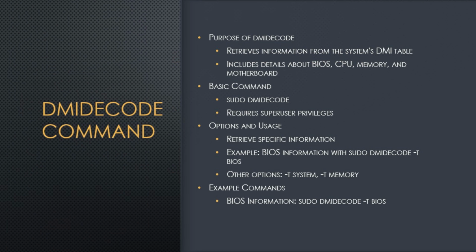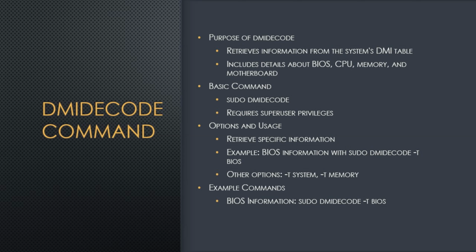The dmidecode command is used to retrieve information from the system's DMI, or desktop management interface, table, which includes details about the system's hardware components, such as BIOS version, CPU information, memory configuration, and motherboard details. The basic command is sudo dmidecode. Since dmidecode retrieves low-level system information, it requires superuser privileges, hence the use of sudo. The command outputs a detailed list of system components, organized into various sections.